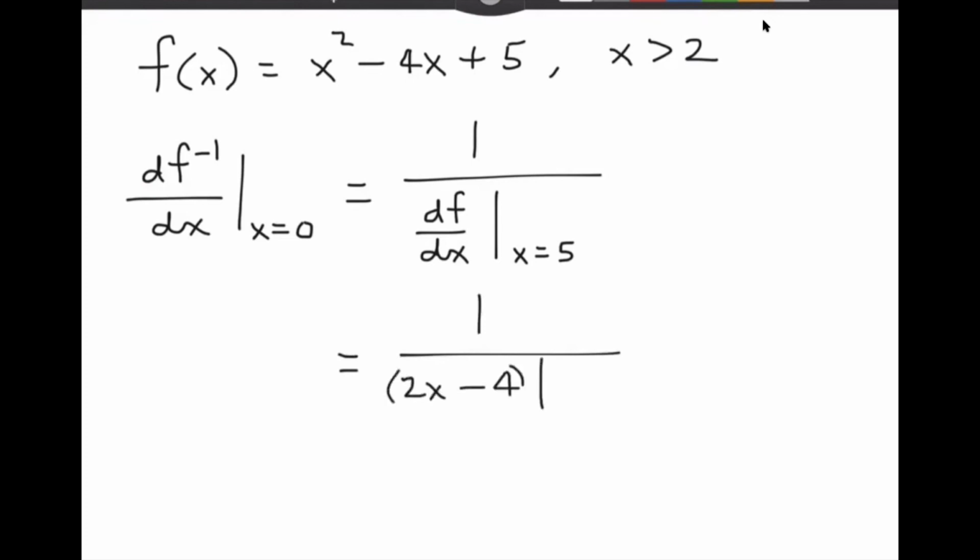So I should put parentheses here. All right, and when I put 5 into 2x minus 4, I get 6, right? So it looks like the derivative of this inverse function at x equals 0 is 1/6. And that's it. We were able to calculate that derivative without finding the inverse of function f.